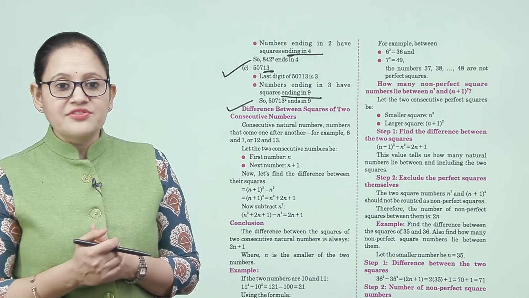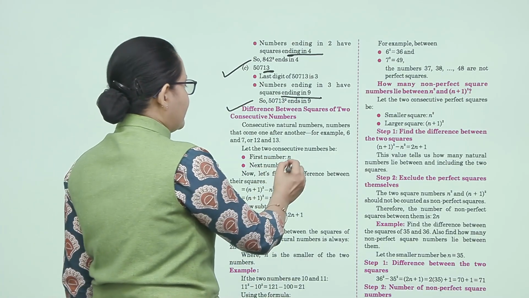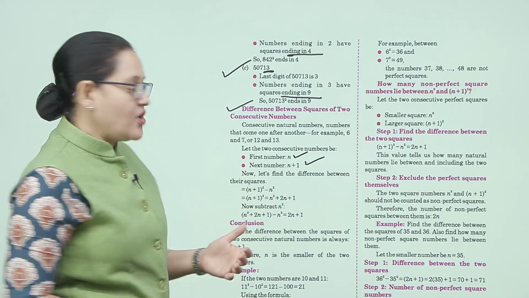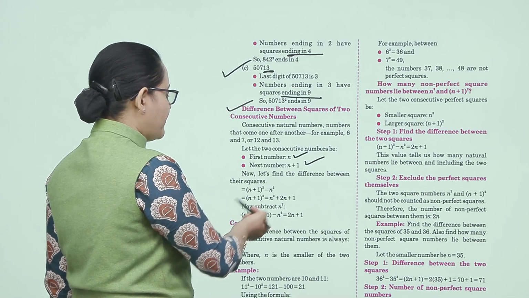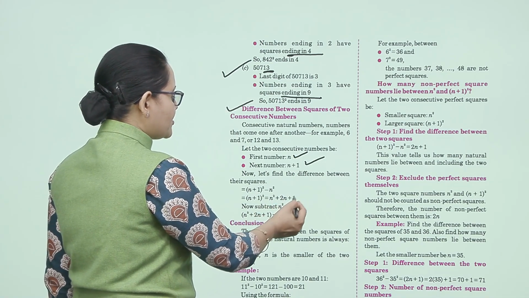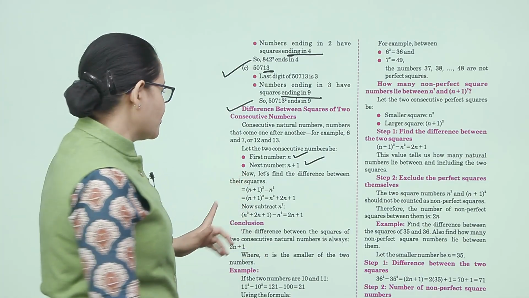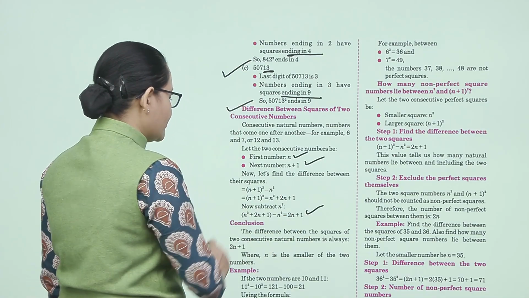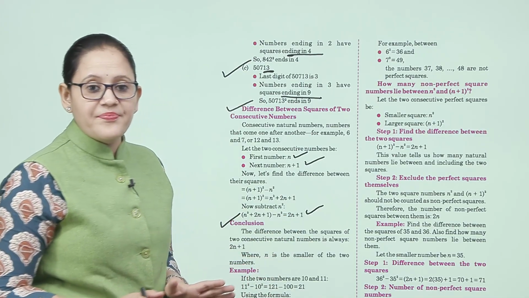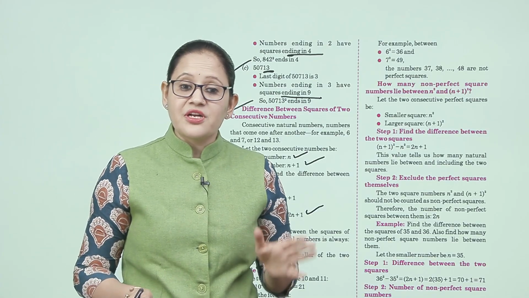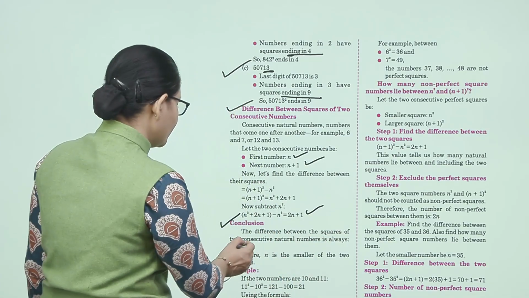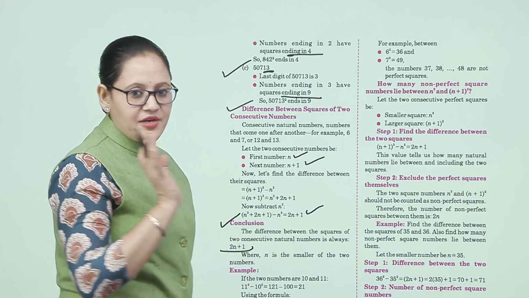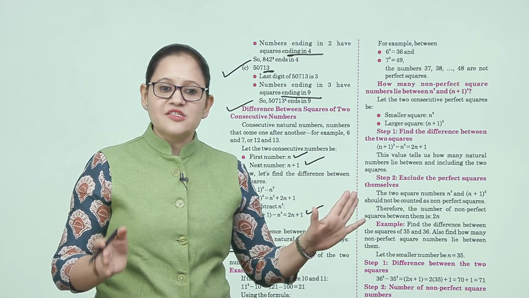Let the two consecutive numbers be, suppose the first number is n and the second is n plus 1. Let's find the difference between their squares: (n plus 1) squared minus n squared. That equals n squared plus 2n plus 1 minus n squared, so we get 2n plus 1. Conclusion: the difference between the squares of two consecutive natural numbers is always 2n plus 1, where n is the smaller of the two numbers. If two numbers are given, n is the smaller number. Clear?